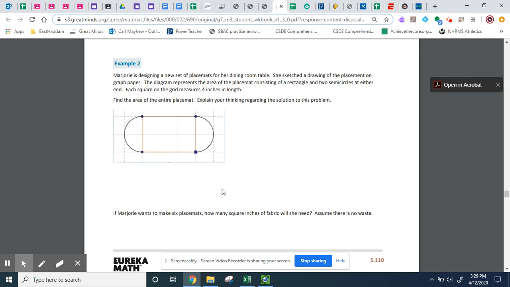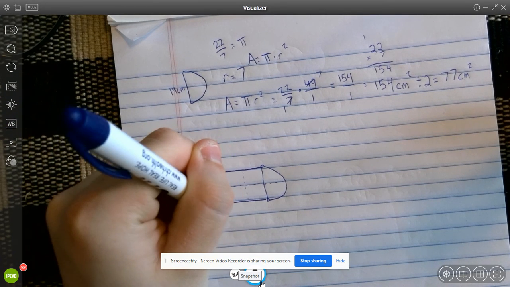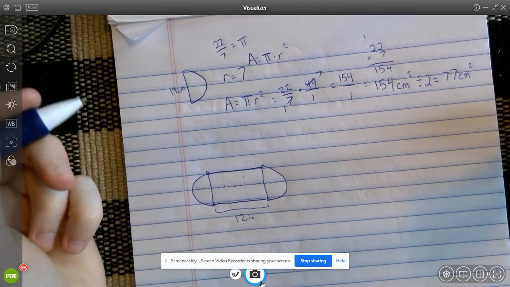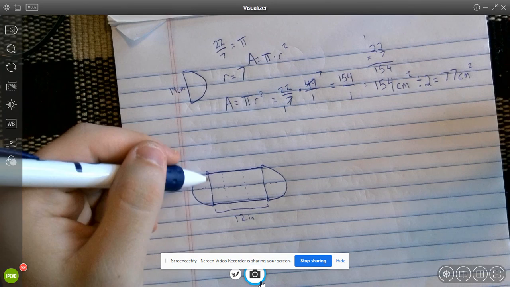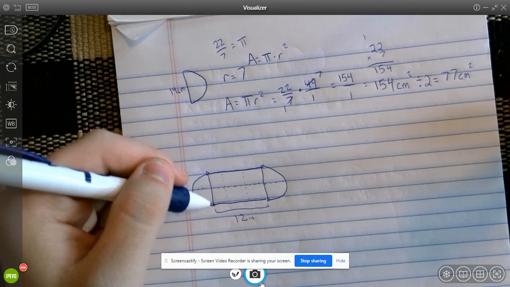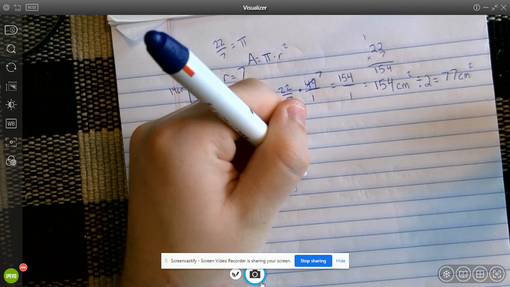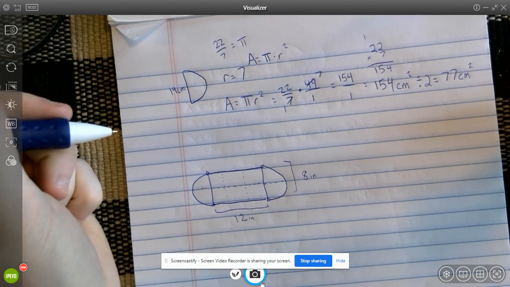Each square on the grid measures 4 inches in length. So from here to here is 4 inches, which means that this is also 4 inches, and this is 4 inches. So if we have 3 4s, it means that the length of the bottom, from here to here, is 12 inches. Now what you'll also notice is that it goes up 2 squares, and each square once again is 4 inches, which means that the height from the top to the bottom is 8 inches.